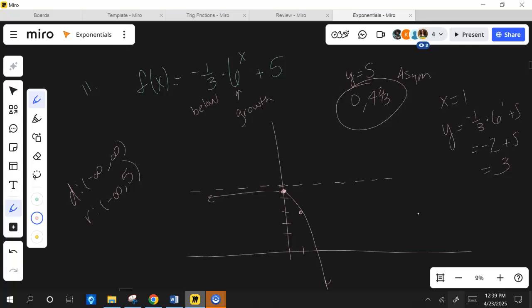Y-intercept. We already found it, right? It's where x is 0. Same thing. 4 2/3 if you go around the world. 4 times 3 is 12 plus 2. Same thing. What am I missing? That's everything. Oh, asymptote.